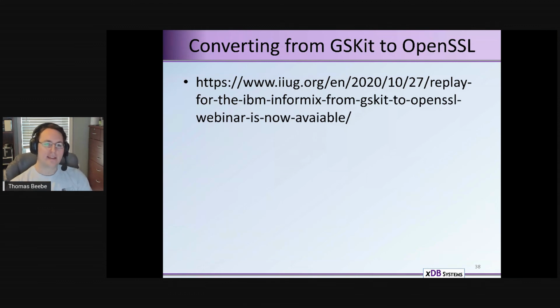So I wanted to link this. The IEG had a great talk back in 2020 about migrating from GSKit to OpenSSL. So if you've been working with the GSKit environment and you want to move to an OpenSSL environment, check out the talk. It's a webcast, runs about 40 minutes, and does a really nice job of walking through the commands to take your GSKit key store, bring out the data, bring it into an OpenSSL one, and be ready to go.